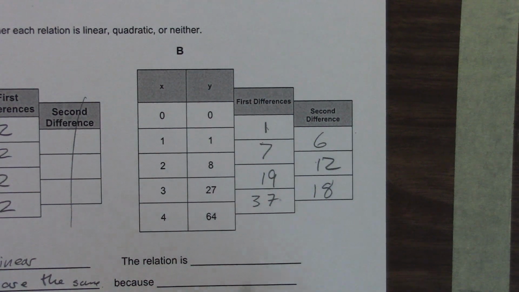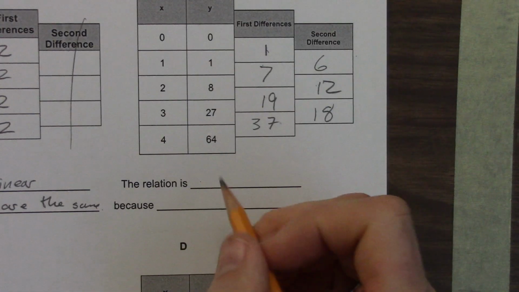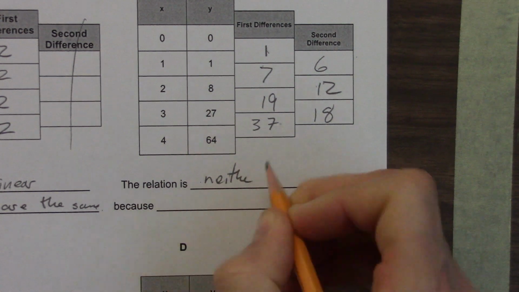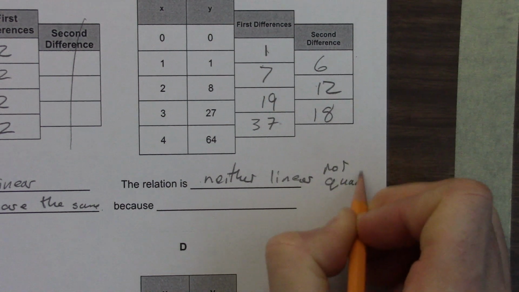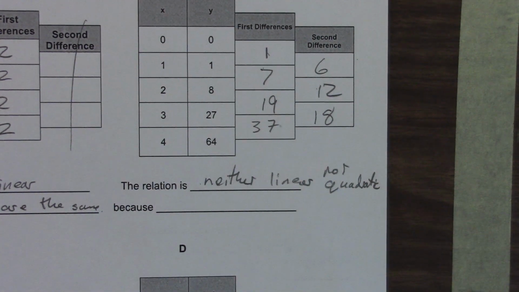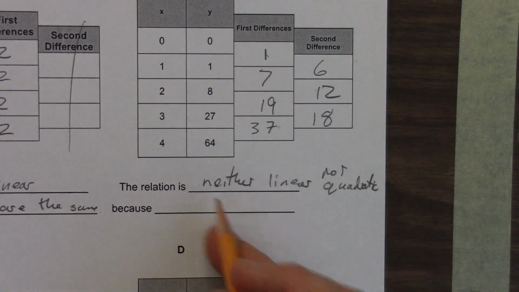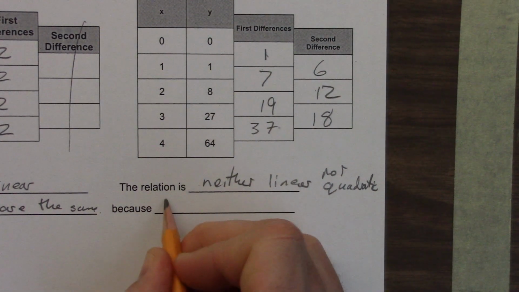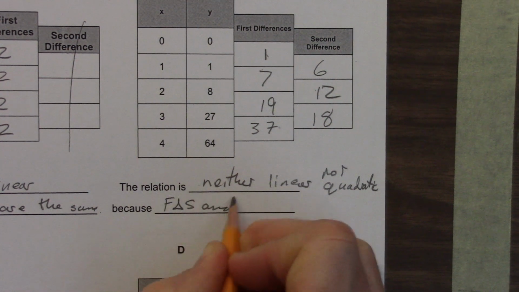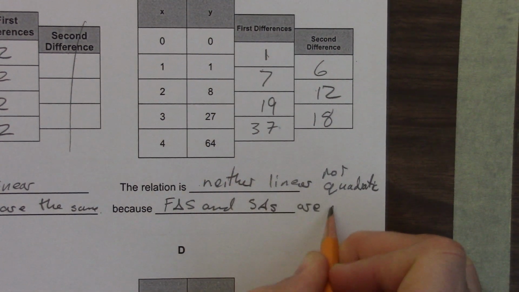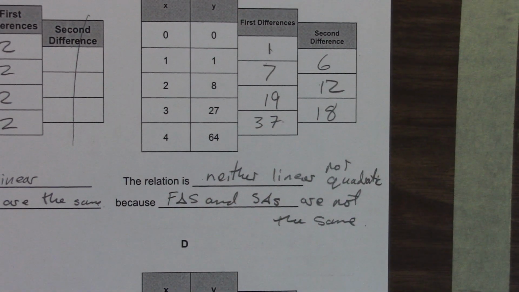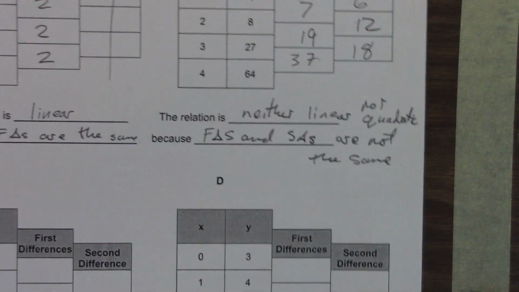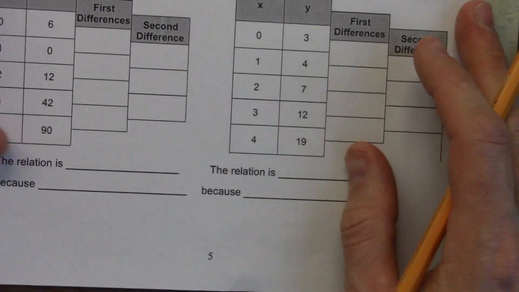All right, keep going. This relation is neither linear nor quadratic, because first differences and second differences are not the same. Can we just call it nonlinear? No, because quadratics are nonlinear as well. So you can't just call it nonlinear. There's no other word, it's just neither.